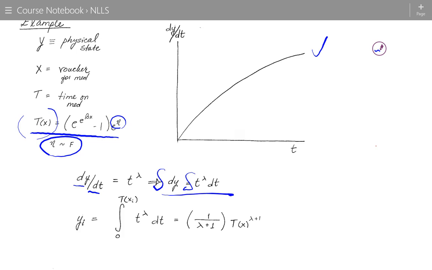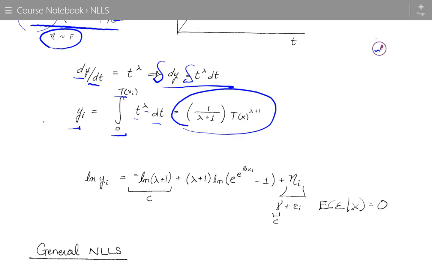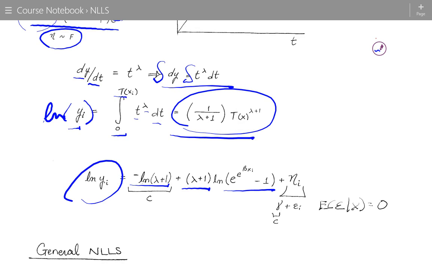And we can come up with y is equal to the integral from 0 to capital T, our time on medication, of t to the lambda dt, which if we do the integral, comes out to be this: 1 over lambda plus 1 times time on medication to the lambda plus 1. If we were to take the log of this side, we will get the log of y is the negative of the log of lambda plus 1 times the log of our function that we had for t.